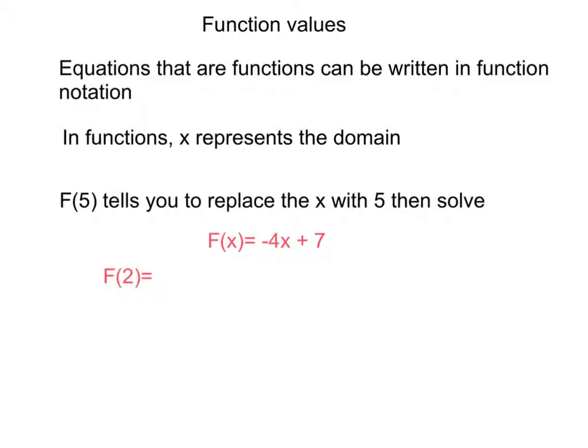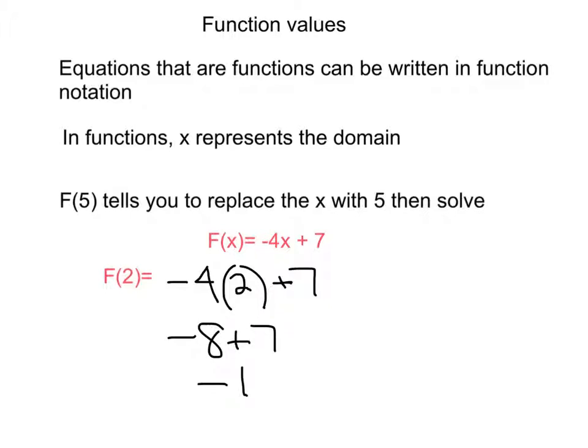So for the example that we're using, f(x) equals negative 4x plus 7. So we're going to replace the x with a 2. So we have negative 4, and the x is 2, plus 7. So we have negative 4 times 2, which is negative 8, plus 7 is a negative 1. So this would be your final answer.